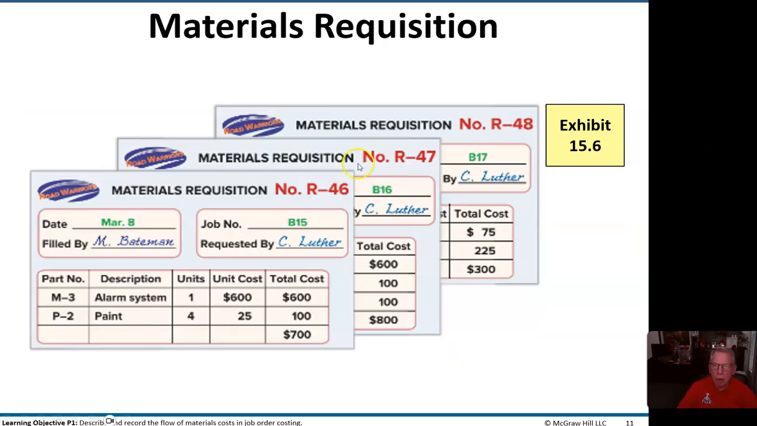Okay, so here's our materials requisition, and we have 3 of them here: R46, R47, and R48. And our alarm system here is shown at a total cost of $600, and then paint for $100, and away we go. We're requisitioning those out to the floor to be used on this alarm system.